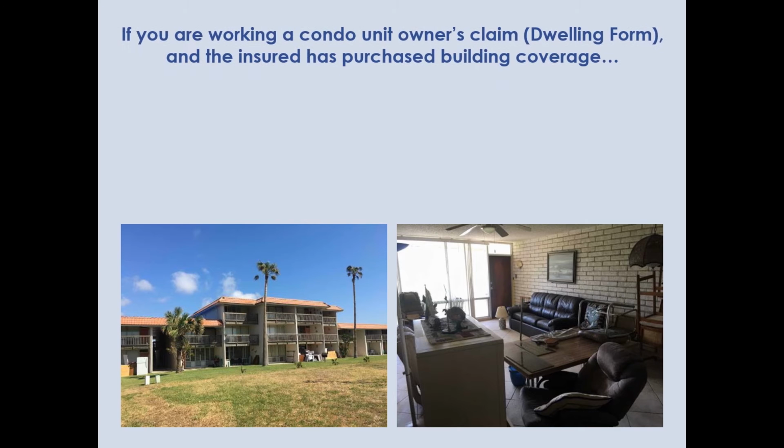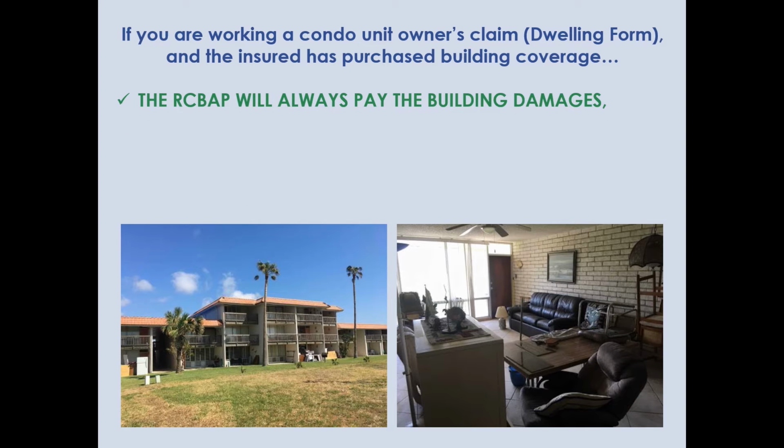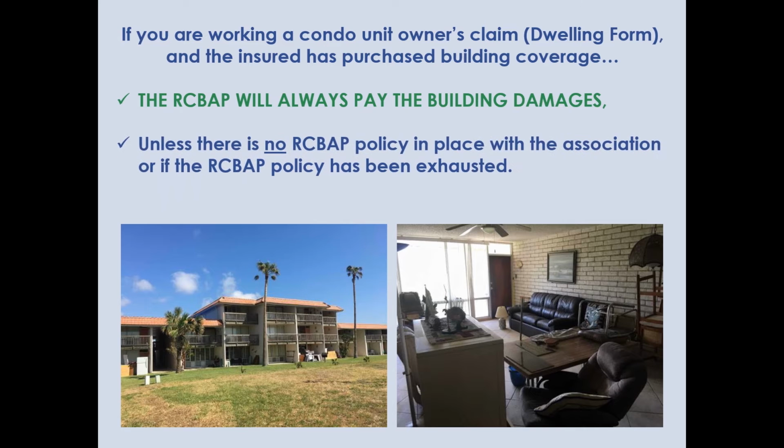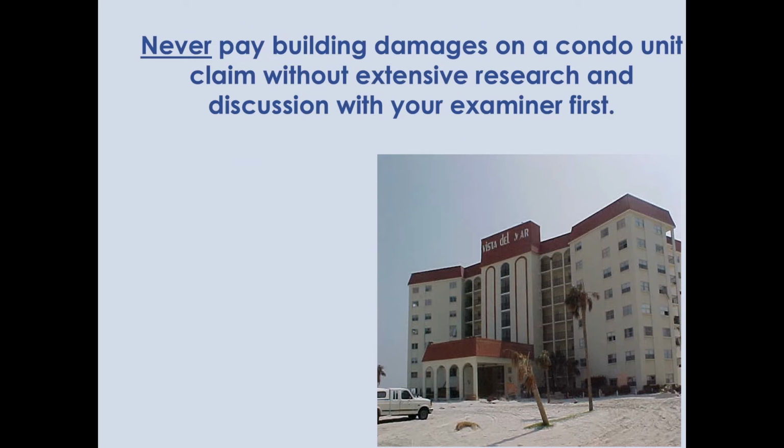If you're working a condo unit owner's claim, make sure that you know the RCBAP will pay the building damages unless there is no RCBAP in place. If there is no RCBAP in place, to document that, you need a current condo association letterhead dated currently with a statement that clearly outlines there is no master policy carried by the association. Don't recommend payment for unit owner claims without discussing it with your examiner first.